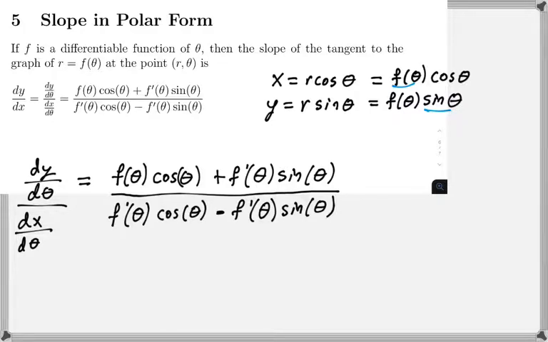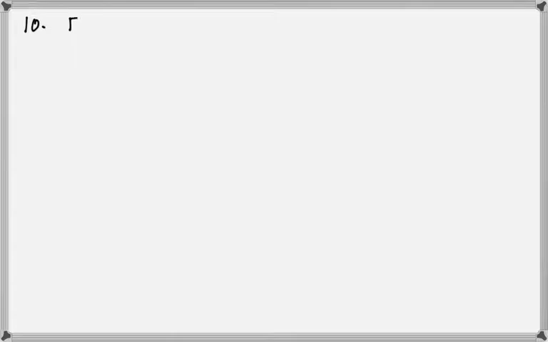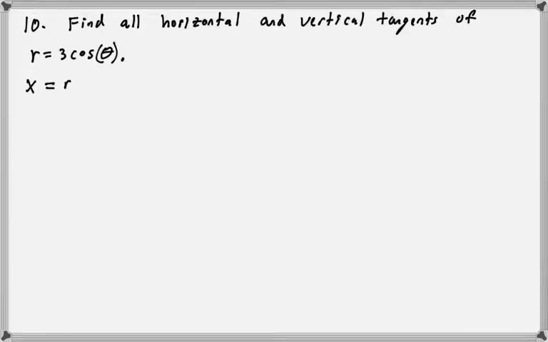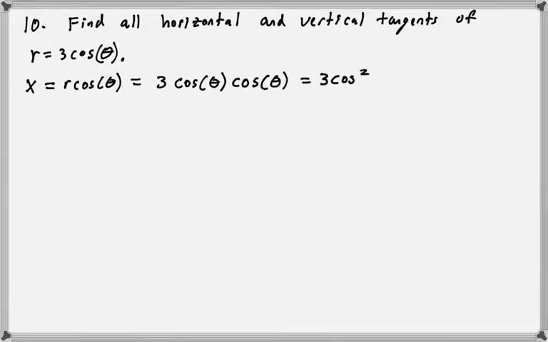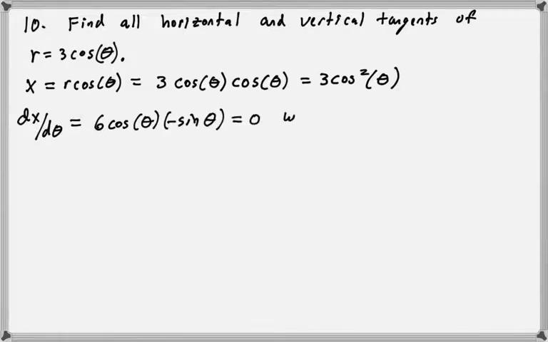Okay, so let's look at an application. We're going to find all horizontal and vertical tangents of r equals 3 cosine of theta. x is equal to r cosine of theta, which is equal to 3 cosine of theta times cosine of theta, which is equal to 3 cosine squared of theta. dx/d theta is equal to 6 cosine of theta times negative sine of theta. And we want to know when that's equal to 0.